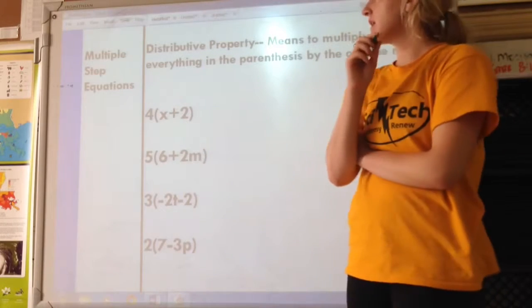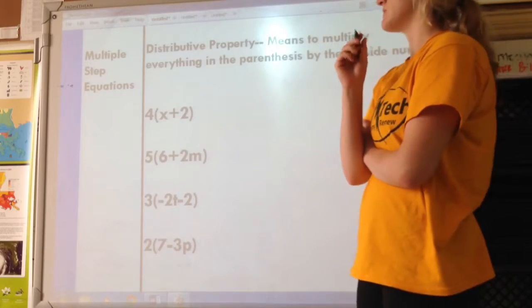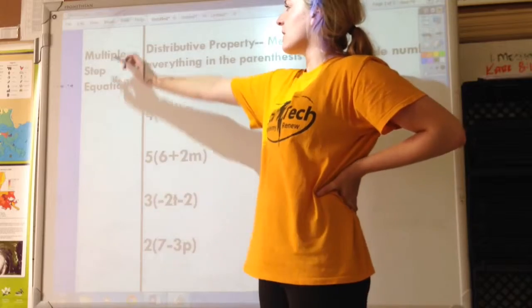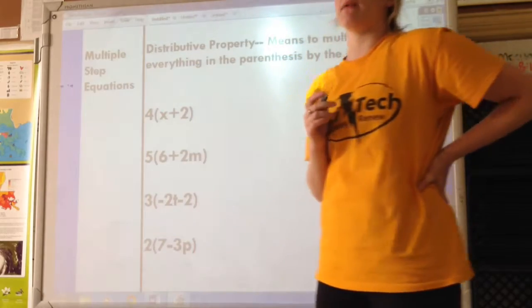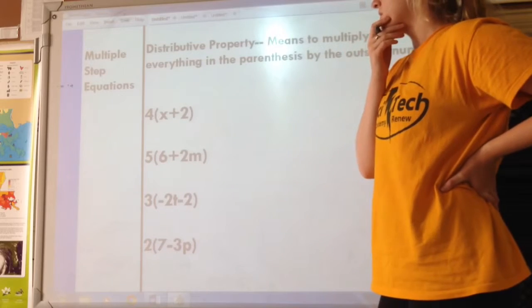Hey seniors, today we're going to continue with solving equations, and today we're going to be working with multi-step equations. So let's go ahead and jump in. On your notes page, go ahead and draw your line and write multi-step equations in the top left-hand corner. Don't worry about all this yet, I'll tell you what to write.